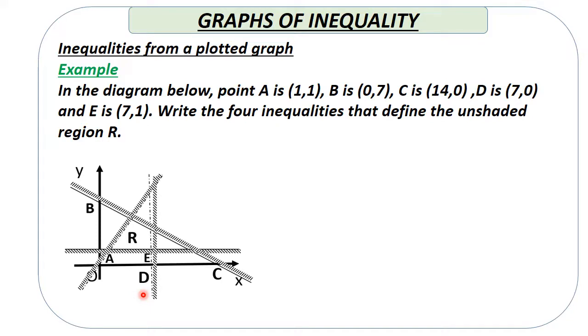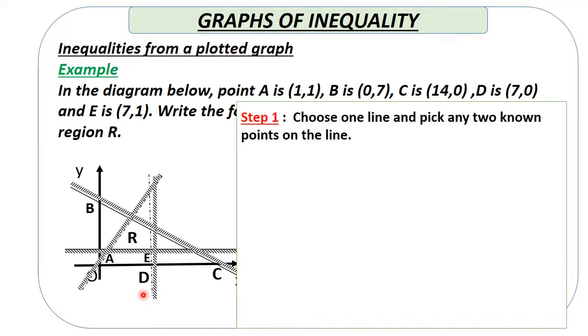So let's see, what's the first thing we are going to do? Step 1, to find the four inequalities that represent the region R, you choose one line and pick any two known points on the line. What we're trying to do is come up with the equation of a line, so we're going to apply coordinate geometry. If you look at this line, I'll choose this one which passes through A and E.